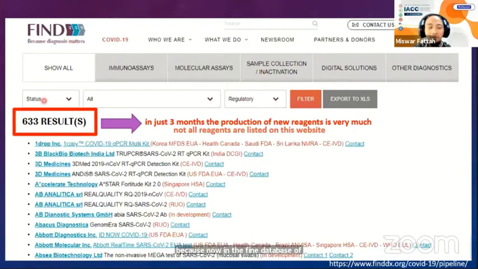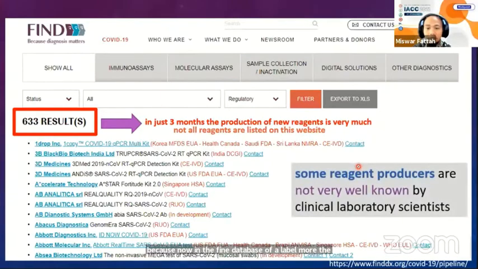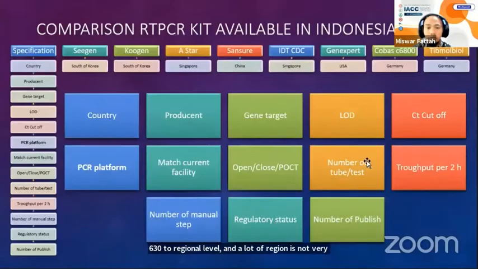Because now in the FIND database, more than 630 reagents are available, and a lot of them are not very well known, and the number of molecular ones has increased too. So the first step, if we want to run molecular testing, is to make a comparison, based on the kits available in Indonesia. At the beginning, we need to know the country of the producer, gene target, LOD, CT cutoff, PCR platform, whether it matches our current facility, and whether it is an open or closed system. We need to know this based on our laboratory.